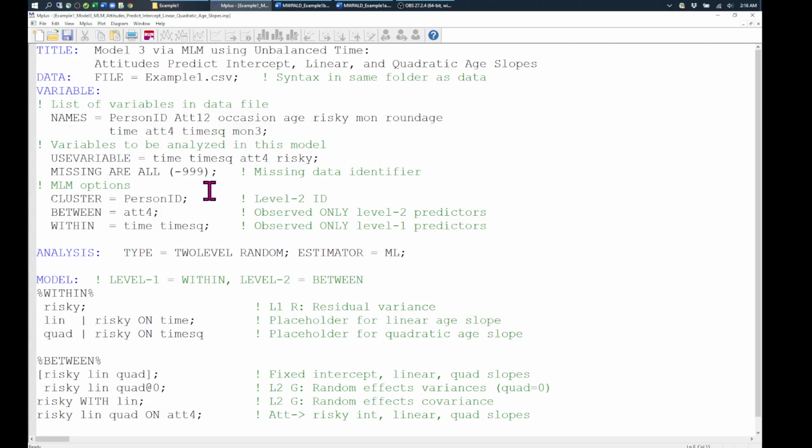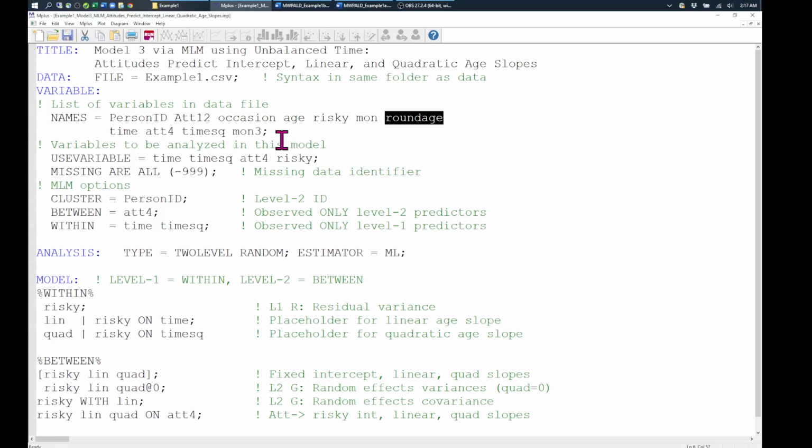So the variables that we're using here, this is from the example from yesterday. First column is the person ID. This is attitudes, the original variable, measured at the age 12 occasion. Here is an index for which occasion is which. Age is the continuous age variable, so this is a stacked data set that I'm looking at right here. Risky was our outcome variable. Monitoring was the time-varying predictor that we'll get to play with today.